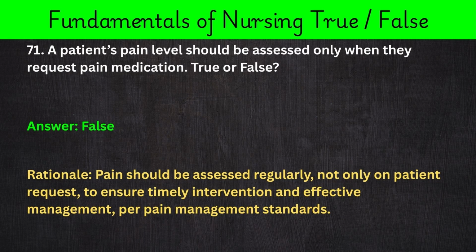71. A patient's pain level should be assessed only when they request pain medication. True or false? Answer. False. Rationale. Pain should be assessed regularly, not only on patient request, to ensure timely intervention and effective management, per pain management standards.